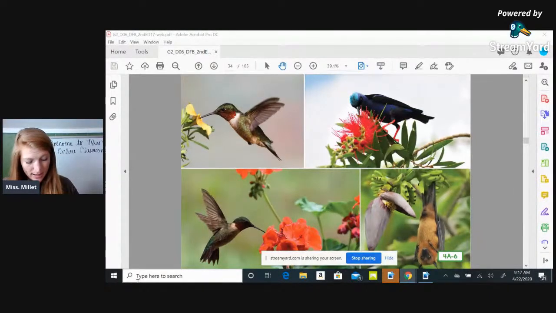For some plants, pollination does not occur during the daytime. Some scented flowers attract nighttime pollinators, such as bats or moths. Can you point in our picture on the screen which one of these pictures is showing a bat? That should be pretty easy because it is the only one that is hanging upside down.